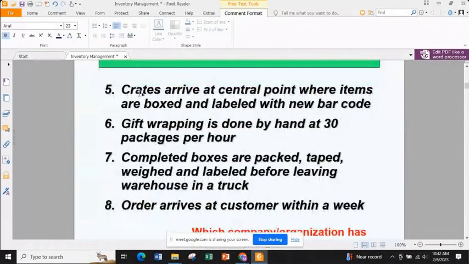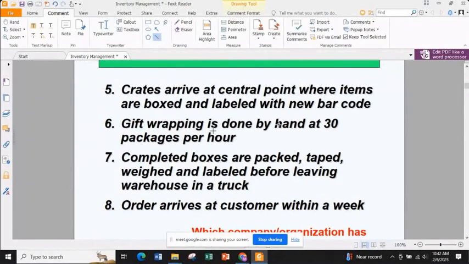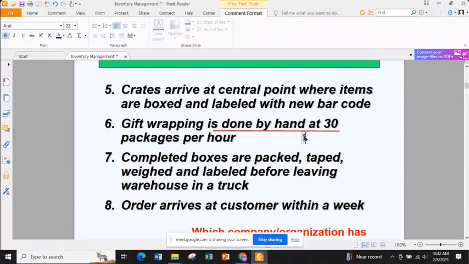Okay. Cases arrive at a central point where items are boxed and labeled with a new barcode. Gift wrapping is done by hand at 30 packages per hour. So at that time, they're still using manual work. But now, due to IR 4.0, all factories and all warehouses invest in robot systems. So it's your robotics, mechatronics, which is mechanical plus electronic. The idea is you want to convert the mechanical system to be controlled by the electronic.